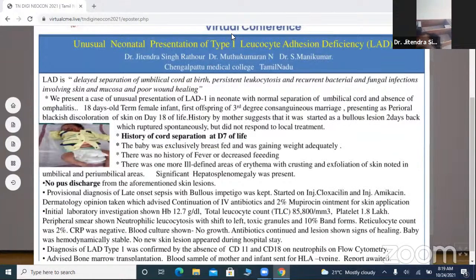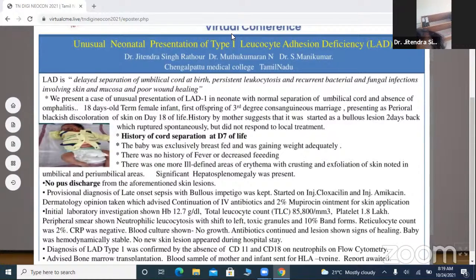We continued the antibiotic cloxacillin and the lesions showed signs of healing. The baby was hemodynamically stable. After that, no further skin lesion appeared during the hospital stay. But what happened on day 7 of hospital admission? The baby had a high grade fever. Previously there was no history of fever, but after admission, at day 7, he had fever. So we repeated the counts.